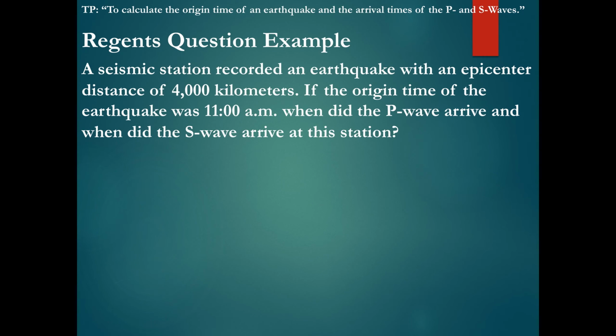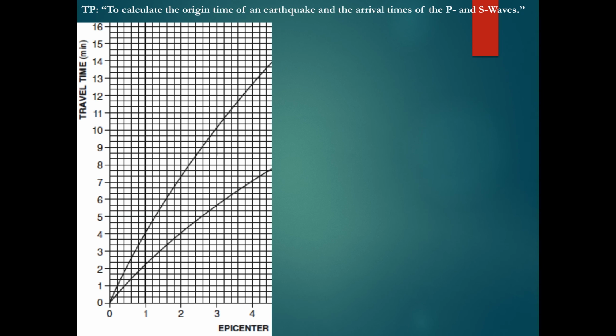Let's do an example. A seismic station recorded an earthquake with an epicenter distance of 4,000 kilometers. If the origin time of the earthquake was 11 o'clock a.m., so it's 11 o'clock even with 0 seconds, remember, the seconds are not there. When did the P wave arrive and when did the S wave arrive at the station? They give us the epicenter distance, so we have to get the travel times. For 4,000, for the P, bring that across, we get exactly 7 minutes.